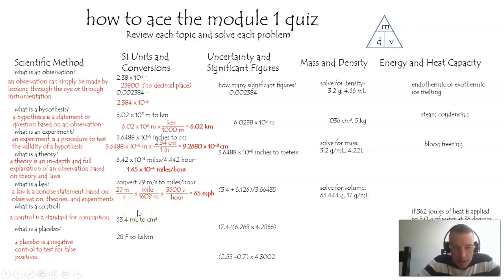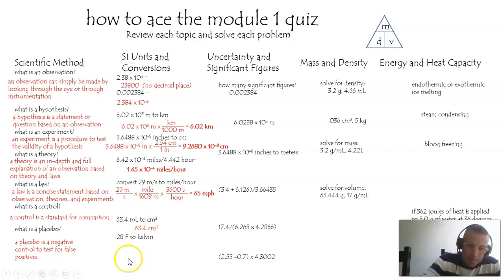63.4 milliliters to cubic centimeters. Start with what you're given, or recognize that they're interchangeable. It's one of those weird things in science. It's the same thing. Typically, they're using cubic centimeters for solids and milliliters for liquids, but they're interchangeable.